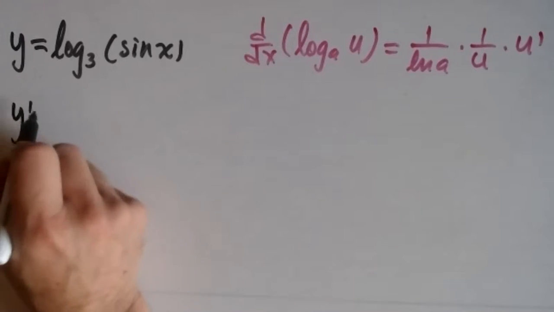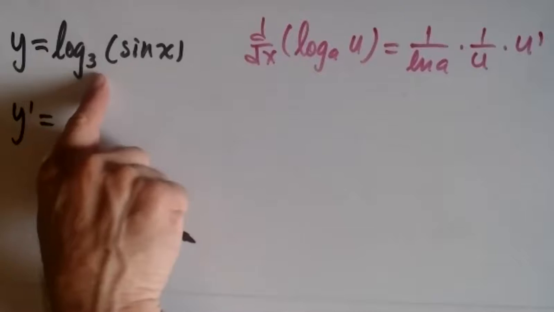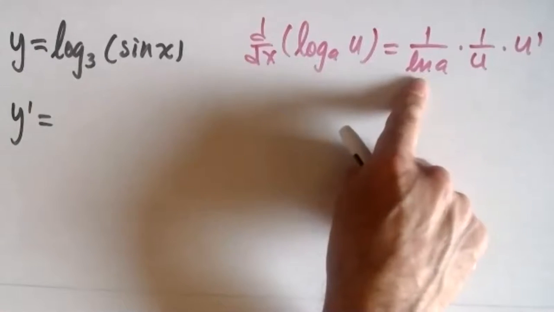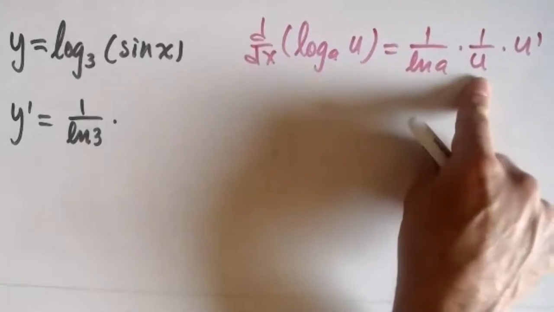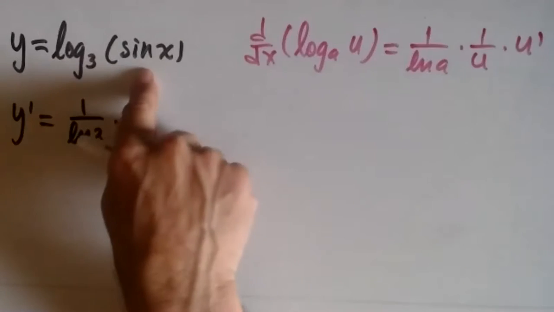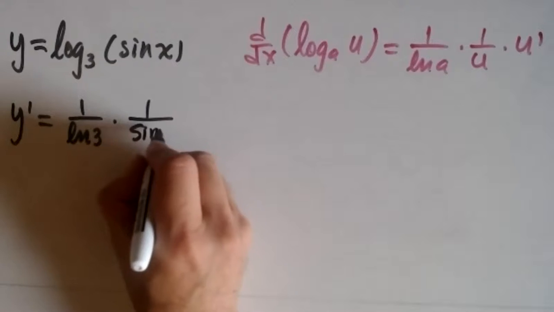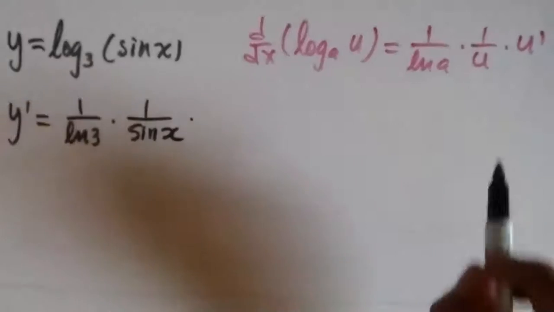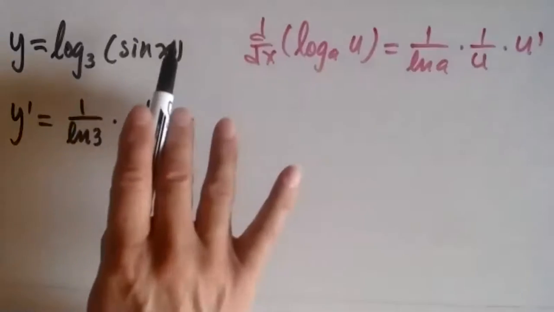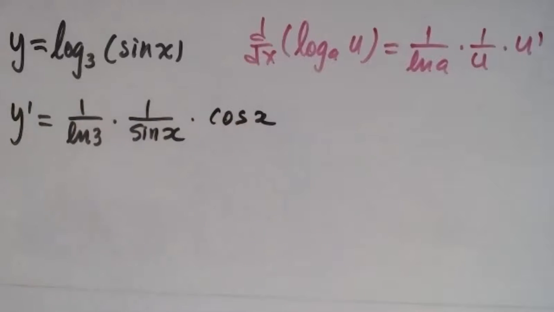Okay, y prime equals, following my formula. The base is 3, so I have to take the natural log of 3: 1 over ln 3 times. I need the reciprocal of the argument of the log. This is sine x, so it's 1 over sine x times the derivative of the sine. Oops, I don't know why I have this blurry, sorry. U prime, so the derivative of the sine is cosine x.